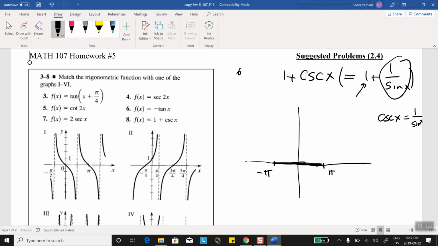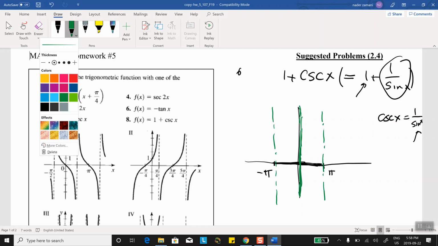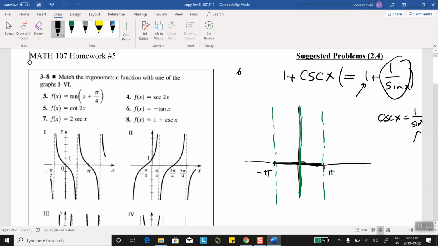Okay. Now, when the denominator is 0, we have trouble. And of course, trouble means that when x is 0, let me draw the trouble line with a different color. How about doing it with green? So this is a trouble line because when x is 0, sine is 0. This is a trouble line, and this is a trouble line. It means asymptotes. Okay. So let us go back and plot 1 over sine.